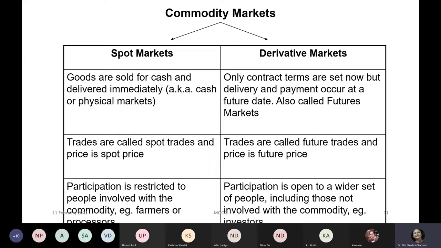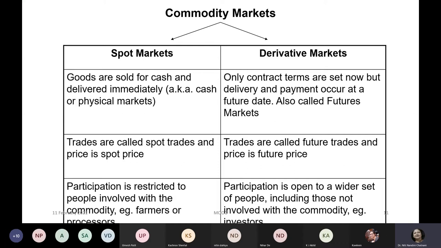This quality, so you define the quality because it's something that is given to us by nature. The quality can also be quite variable. So this quantity, this quality at this location on this date, and let's fix the prices today. So what you're doing is you're fixing 5 contract terms today, but the actual delivery and payment will occur at a later date, at a future date.